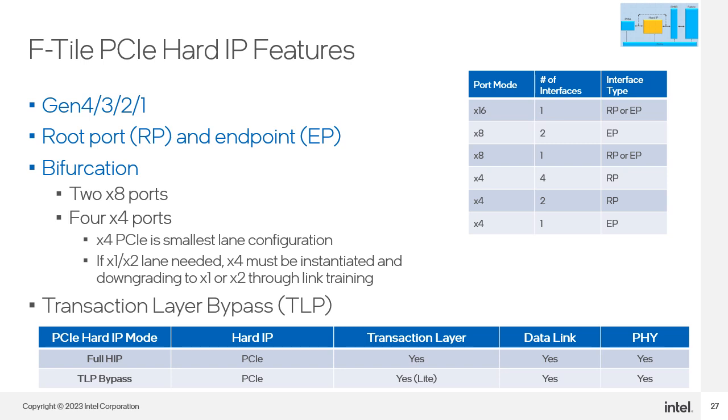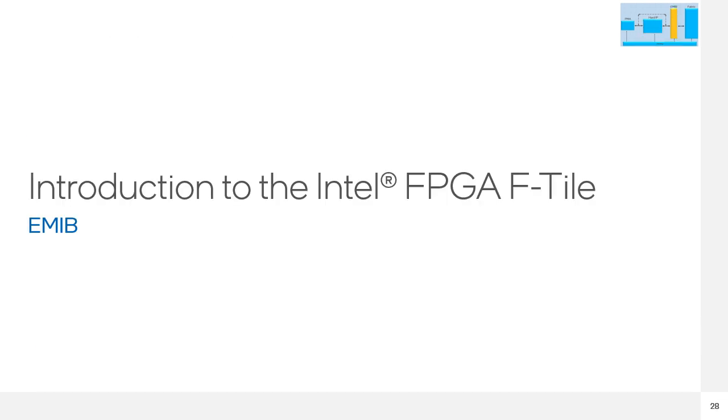The hard IP also supports transaction layer bypass, which allows you to build your own transaction layer in the FPGA fabric to support features unsupported by the hard IP transaction layer. In our next section, we will move from the hard IP to the EMIB.